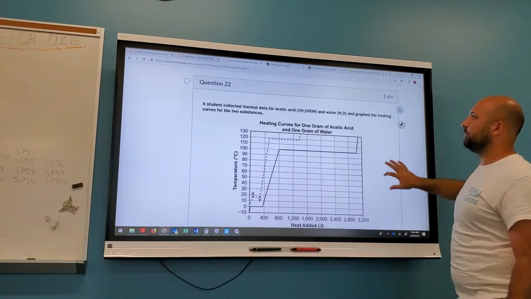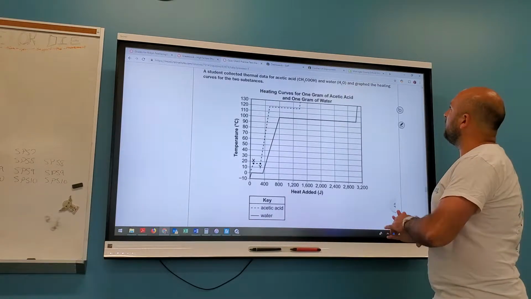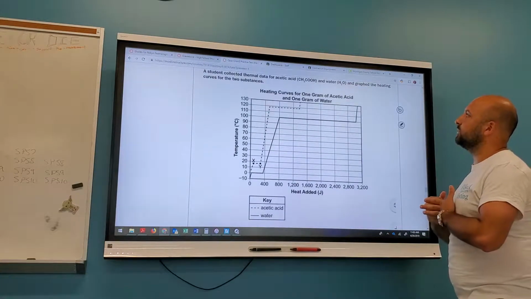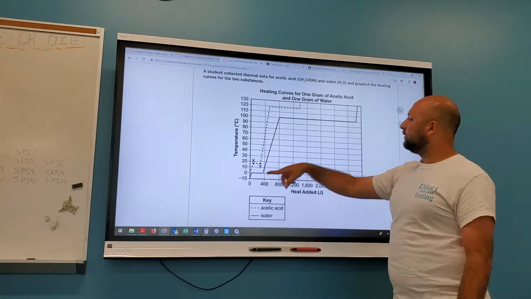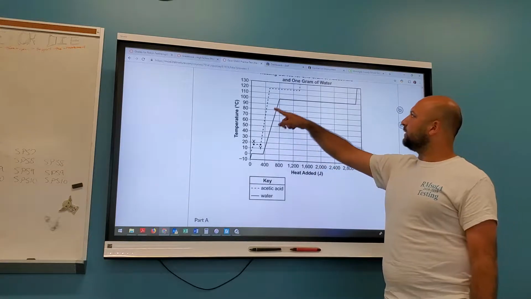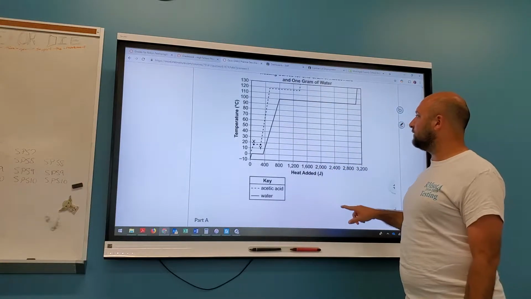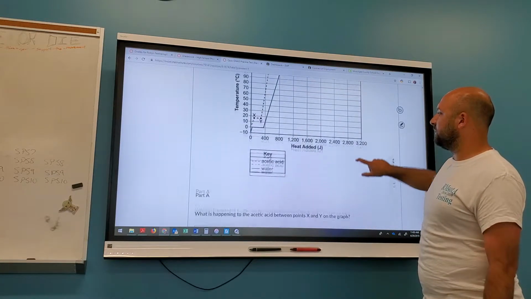Now, rolling this on through. A student collected the thermal data for acetic acid, vinegar, and water and graphed it in the heating curves for the two substances. So you can see the heating curves. Up, over, up, over, up. Now, it looks like the dotted line is vinegar, acetic acid, and the straight line there is water. All right? So, there's a big difference there in some of these, okay?